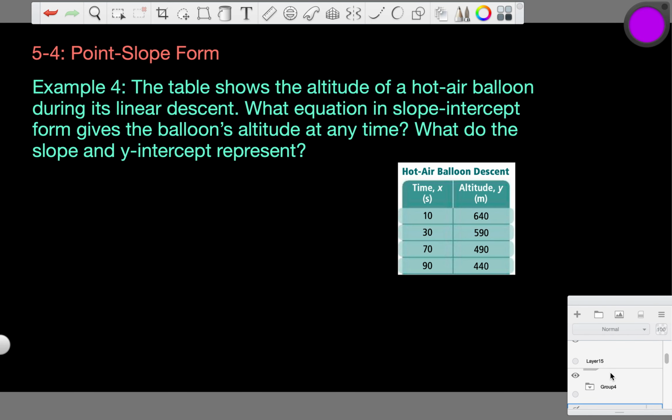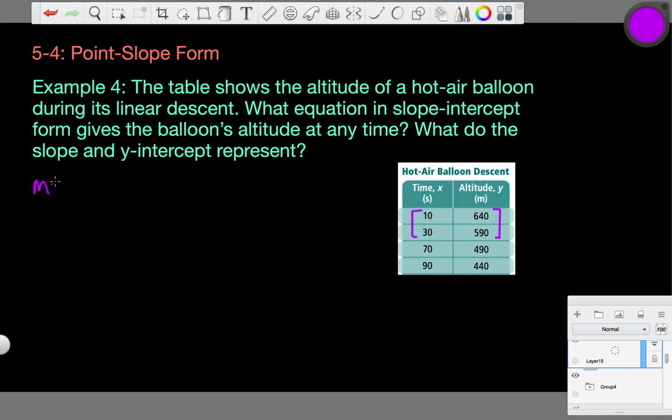Okay, we have one more problem to do together, and you're going to do the next one on your own. So this example says that the table shows the altitude of a hot air balloon during its linear descent, meaning it's coming down. What equation in slope-intercept form gives the balloon's altitude at any time? What do the slope and y-intercept represent? So we need the slope, right? So the first thing that I'm going to do is find the slope using these two coordinate points. So 10, 640, and 30, 590.